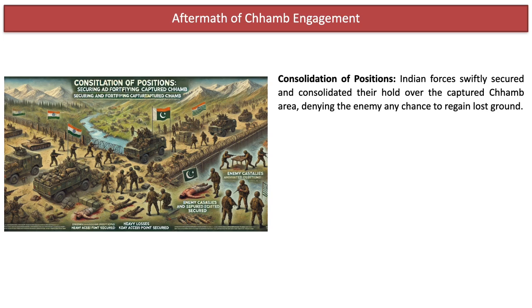First, the Indian army moved quickly to establish defensive perimeters around the newly captured ground. They set up strong points, fortified the high ground, and created a network of trenches and bunkers to protect their soldiers from any immediate counter-offensive. The aim was to create a robust defensive line that would be difficult for the enemy to breach.